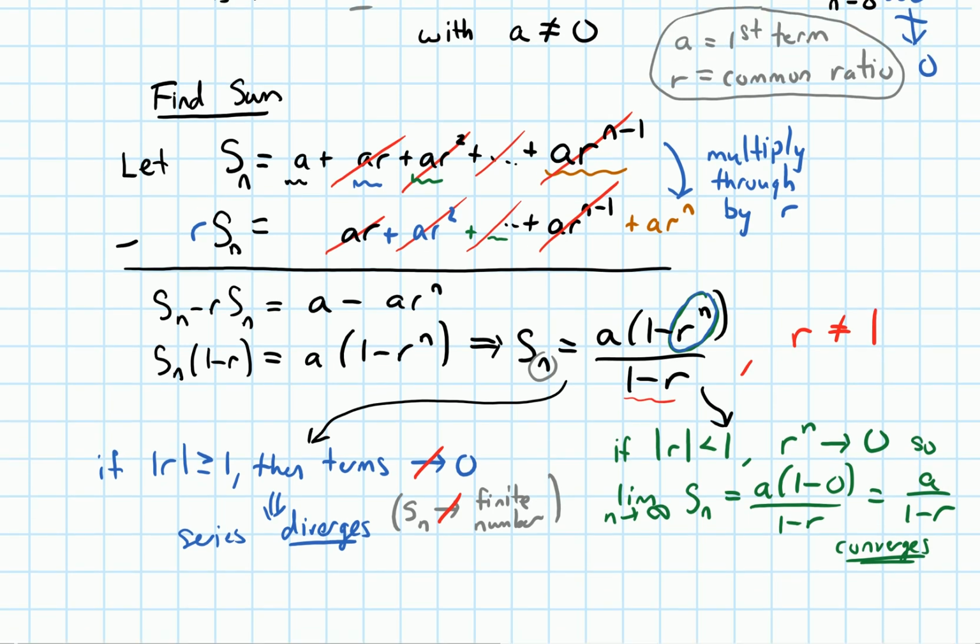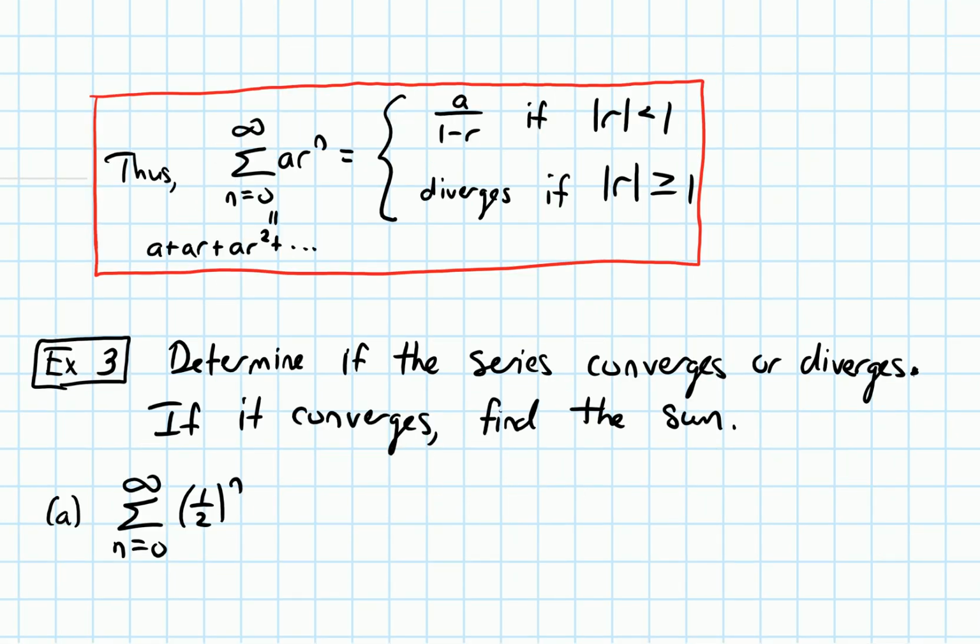Okay, so let me just recap what we've shown here about geometric series. So when we have a series in sigma notation from n equals 0 to infinity that has the form a times r to the n.